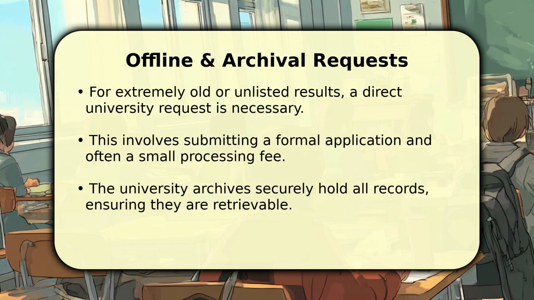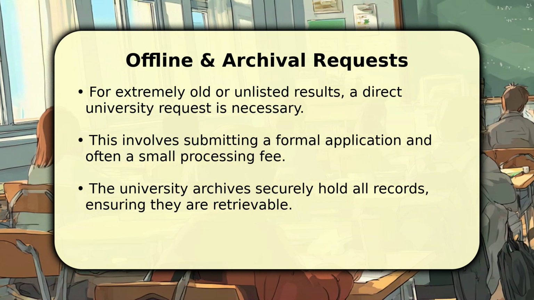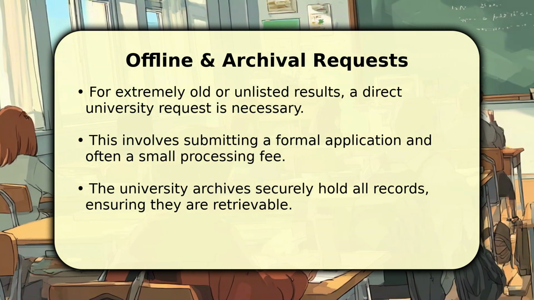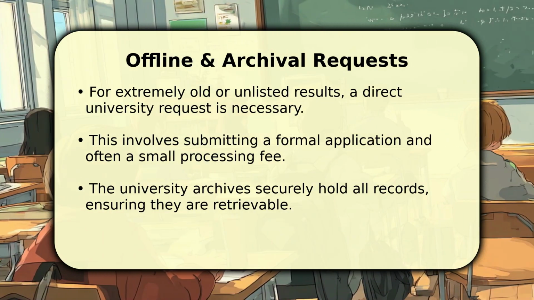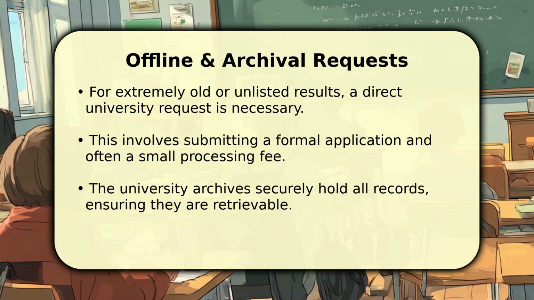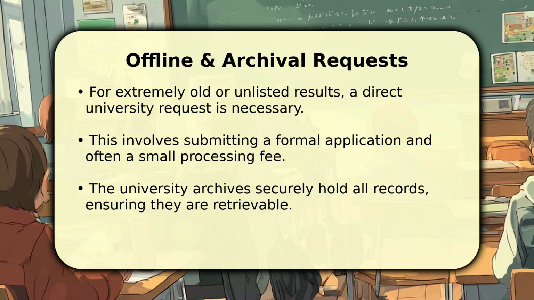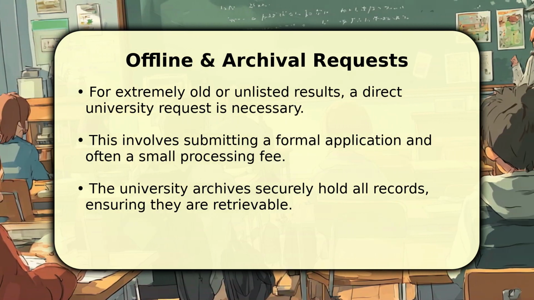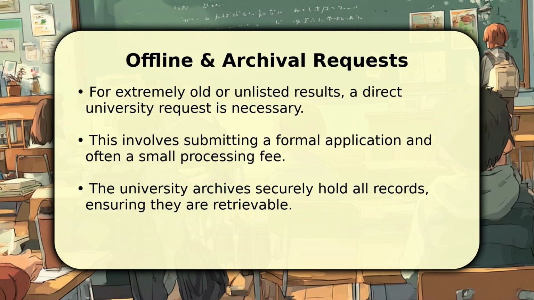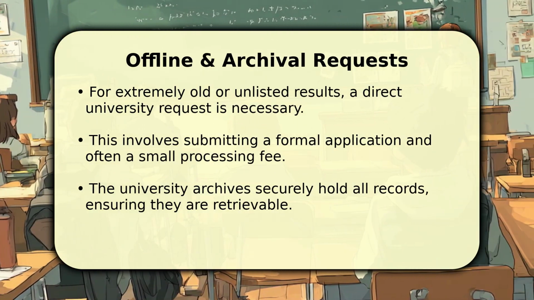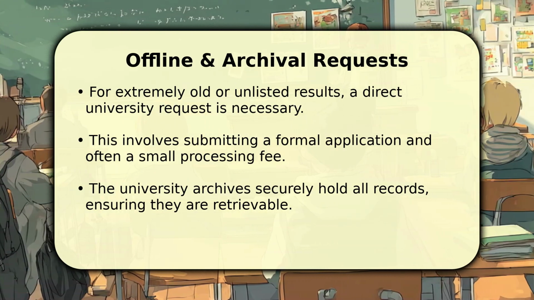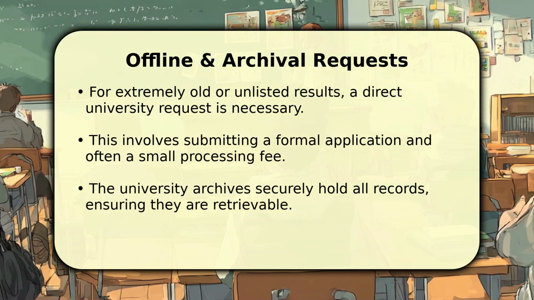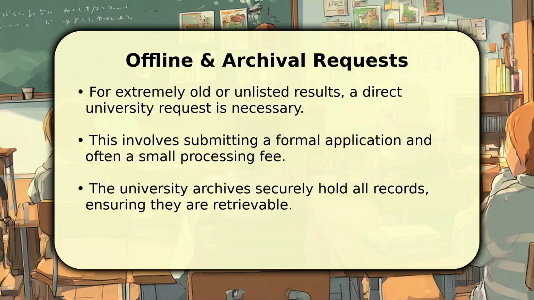Sometimes, your results might be too old to appear on the online portal, or perhaps they're part of a special archive. In such cases, submitting a formal request directly to Madras University is your best option. You'll typically fill out a specific application form, possibly pay a nominal processing fee, and then wait for the university to retrieve the records from their secure archives. This method ensures even the oldest results are accessible, though it might take a little longer.